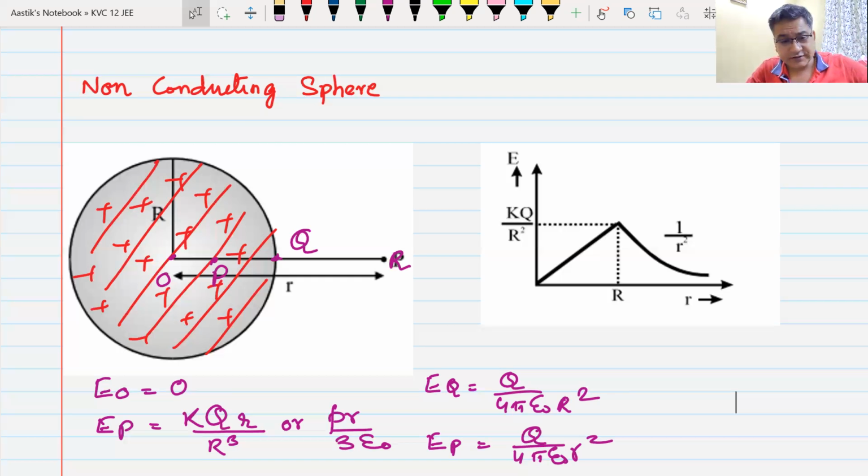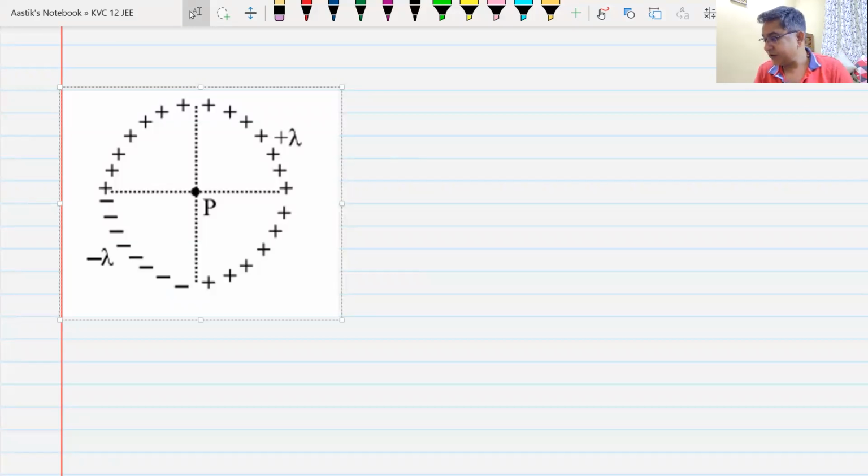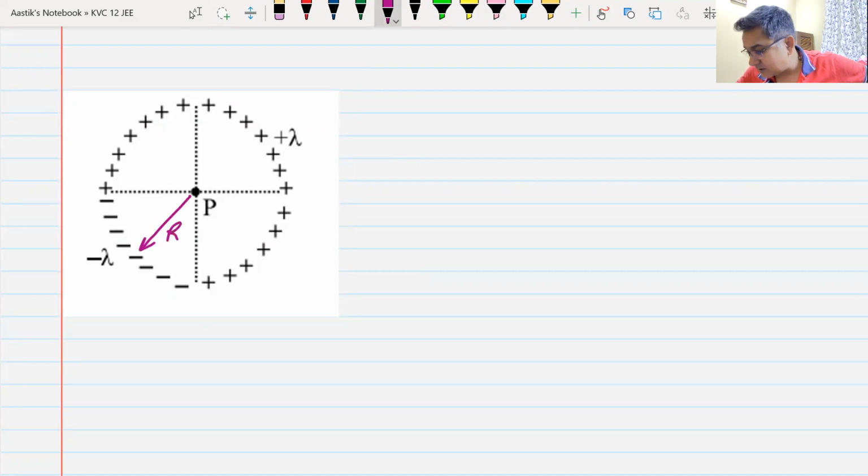Then comes a question, sir. And this is the question, sir. You have got this arrangement like this. The radius is R. You have to find the electric field at point P. Best of luck.